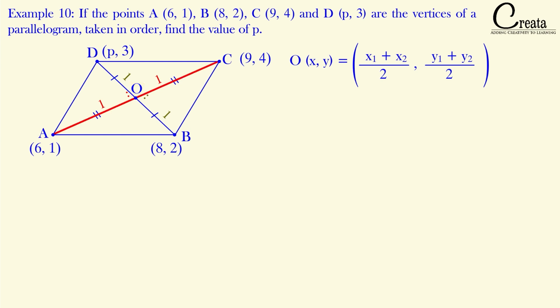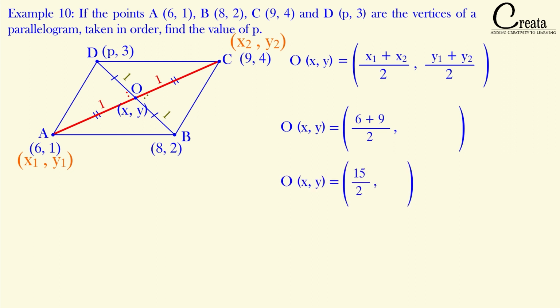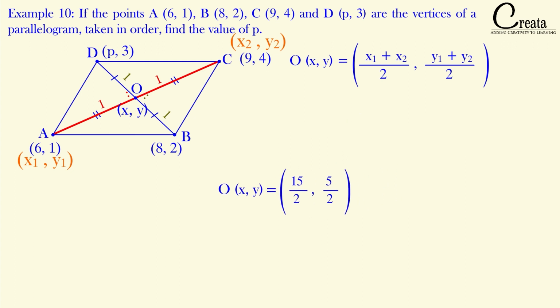Firstly, let's use the diagonal AC. Here point A is x1 y1 and point C is x2 y2 and the ratio is 1:1. We can find the point O. Let's give name to the point O as x comma y. Firstly, target the x. Let's put the value 6 plus 9 upon 2. We got x as 15 upon 2. Similarly, let's target the y coordinate. That will be 1 plus 4 upon 2, which is 5 upon 2. So we got the coordinate of point O as 15 upon 2, comma 5 upon 2.